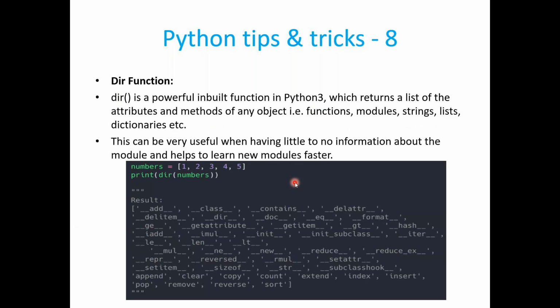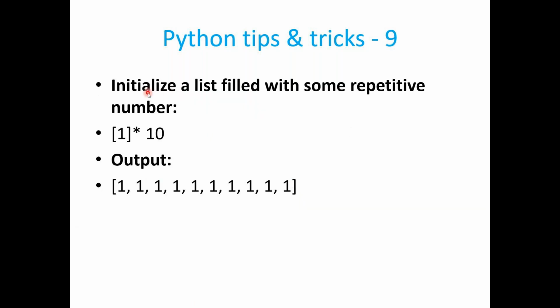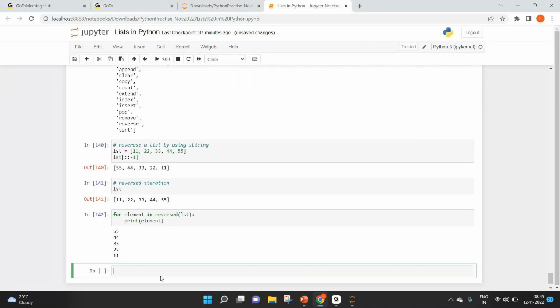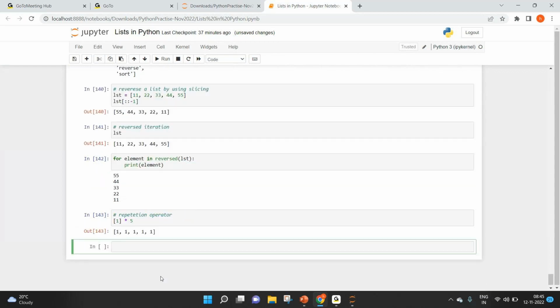I think dir I have already covered. Now, initialize a list filled with some repetitive number. Suppose you have the number 1 and you want to repeat it 10 times, you can use the repetition operator. I'll take the same example. Let's say 1, I want it 5 times. I can do that.